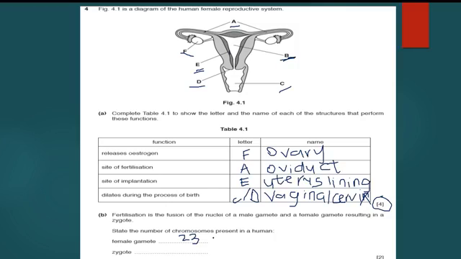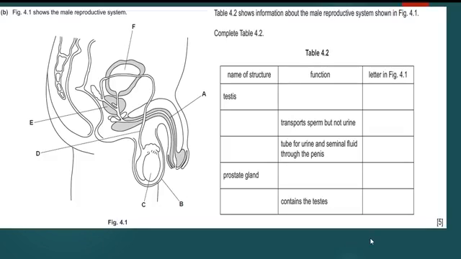Then state the number of chromosomes present in the human zygote. Remember, we said that the zygote now is diploid, so we are going to give it a total number of 46. So by only doing that, you are getting 2 marks, so a total of 6. So it is something which is very easy. Just have to revise it continuously, then you master what's going on there. Now we also have one from the female, from the male.